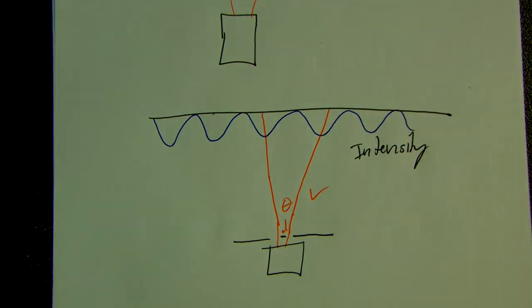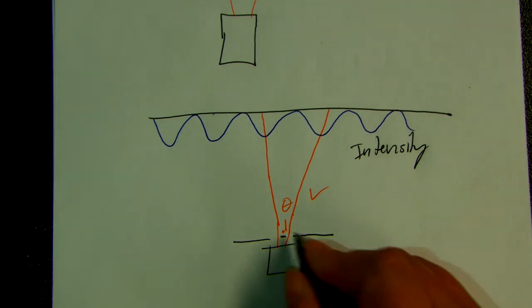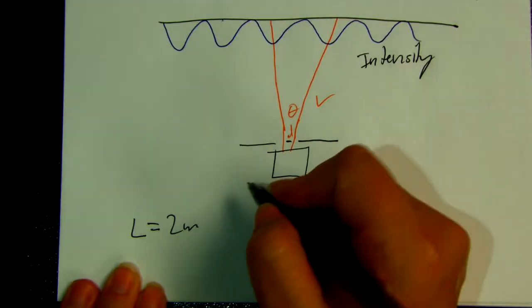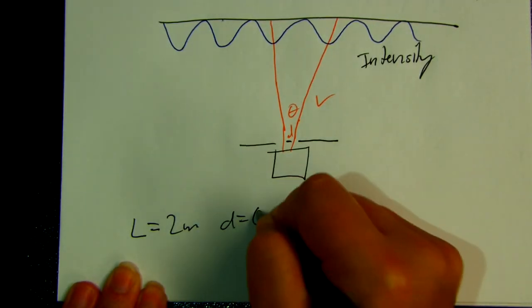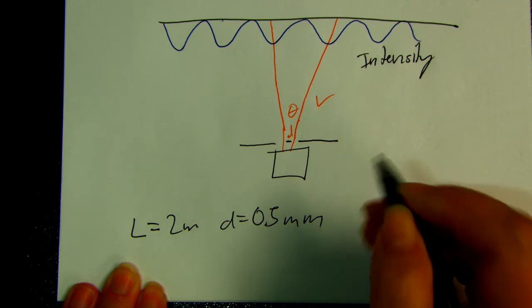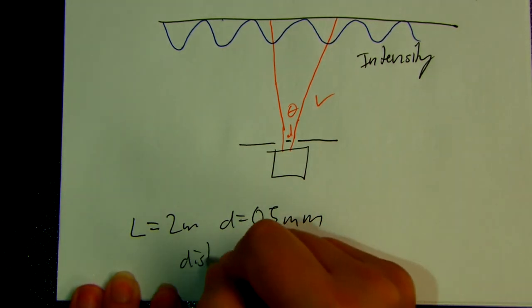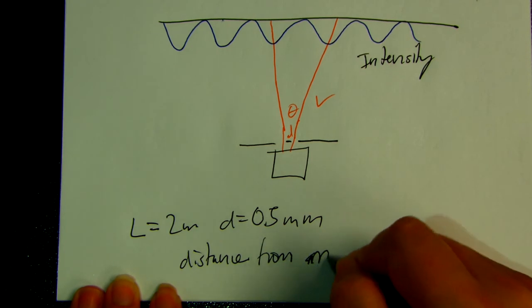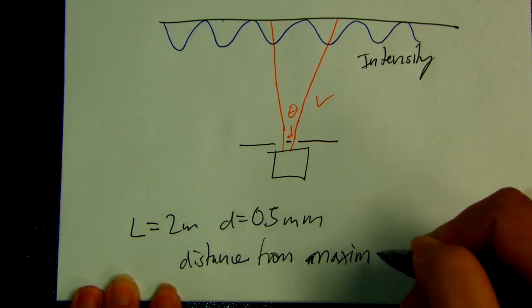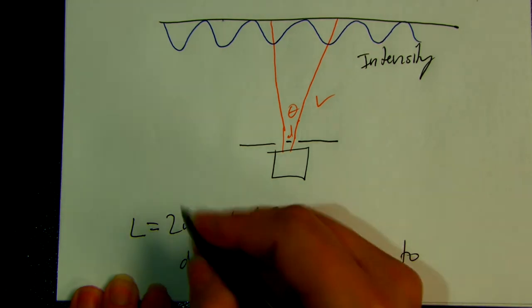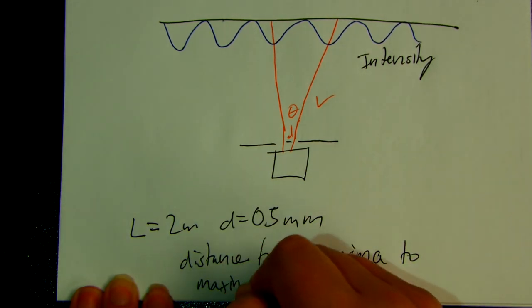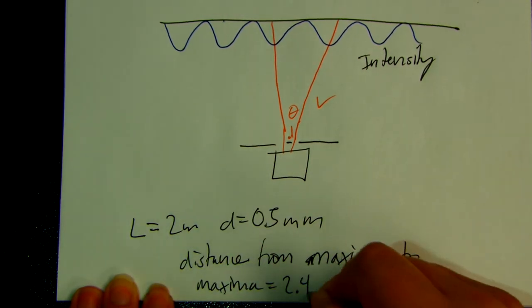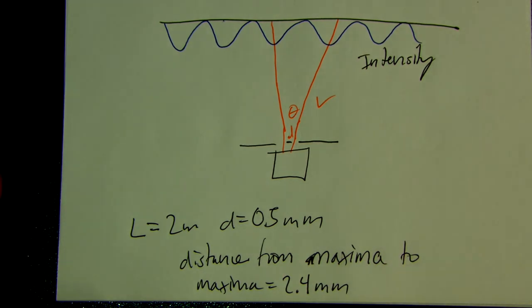Okay, so looking at maxima to maxima. So L for this particular setup is 2 meters. d, which is right here, is equal to 0.5 millimeters, so half a millimeter. And the distance from maxima to maxima is 2.4 millimeters. Okay.